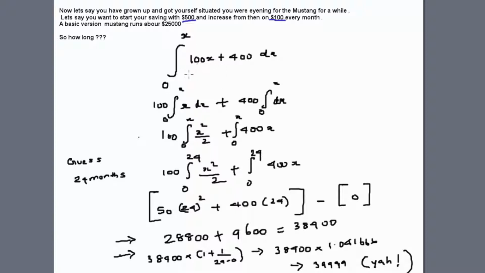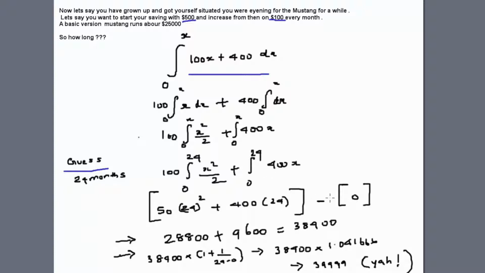Now, if you split this equation before actually doing the integration, it's going to be much easier. You can write this equation as the integral of 100x dx from 0 to x, plus the integral of 400 dx from 0 to x. Then you do the integration, x squared by 2, and you boil down to this equation. So you're taking a guess. You think it's probably going to take 2 years. So go ahead and apply 2 years, 0 to 24 months. That boils down to 50x squared plus 400x, so that's 50 into 24 squared plus 400 into 24.